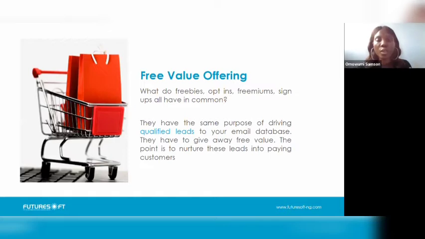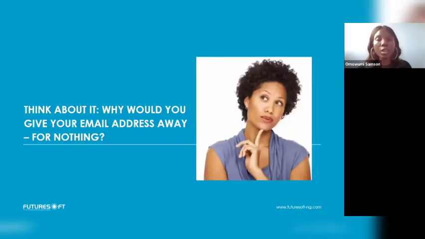So you have to always, at all times, ensure that your marketing efforts are tailored towards people who buy from you, and not people who will just end up wasting your time, reading your email and not buying or making any purchase. So think about it. Why would you give your email address away for nothing?